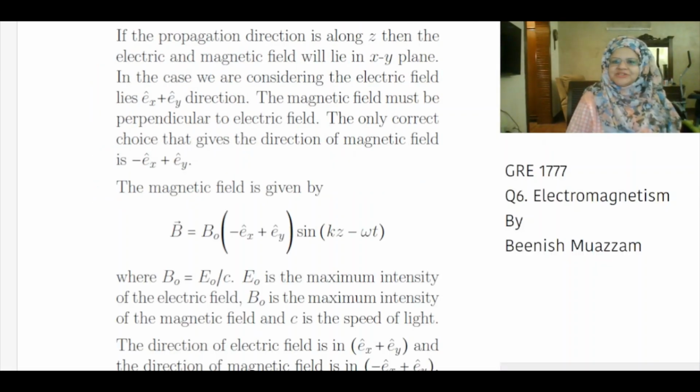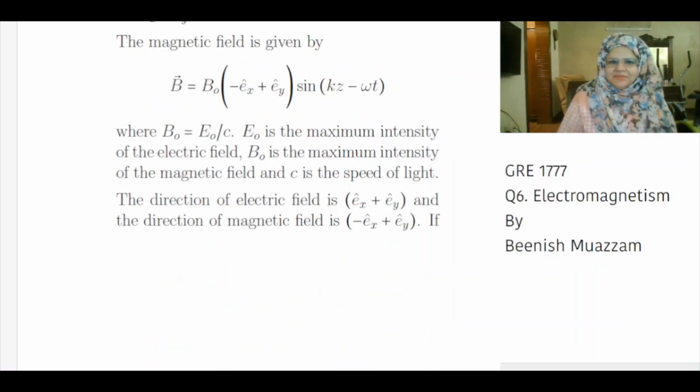If the propagation direction is along z, the electric and magnetic fields will lie in the xy plane. In the case we are considering, the electric field lies in the x̂ + ŷ direction. The magnetic field must be perpendicular to the electric field. The only correct choice from the multiple choices that we have is that the direction of magnetic field is −x̂ + ŷ.